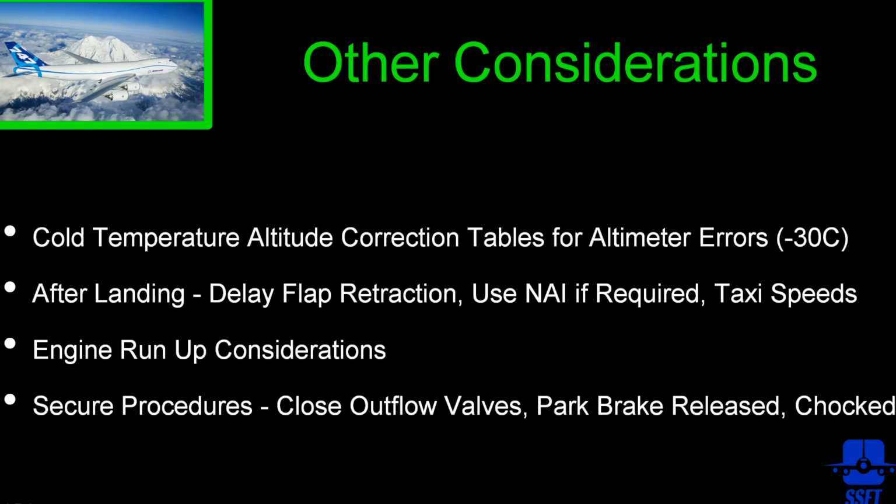You have cold temperature altitude correction tables for altimeter errors. So generally, it's got to be pretty cold, minus 30 Celsius or greater. Then we might have to make some corrections for altimeter since it's so cold. Those graphs are in that section, in that adverse weather section.